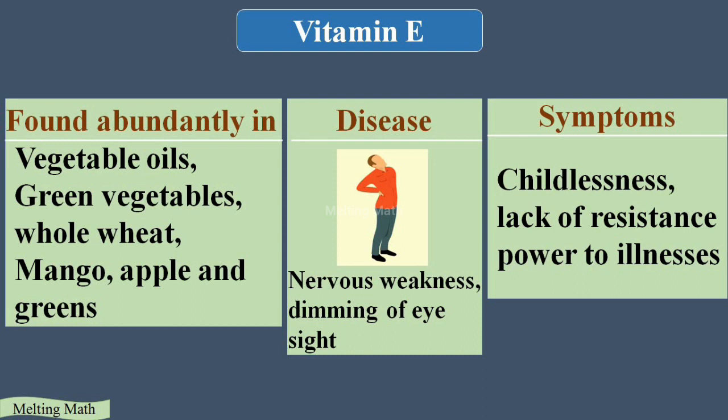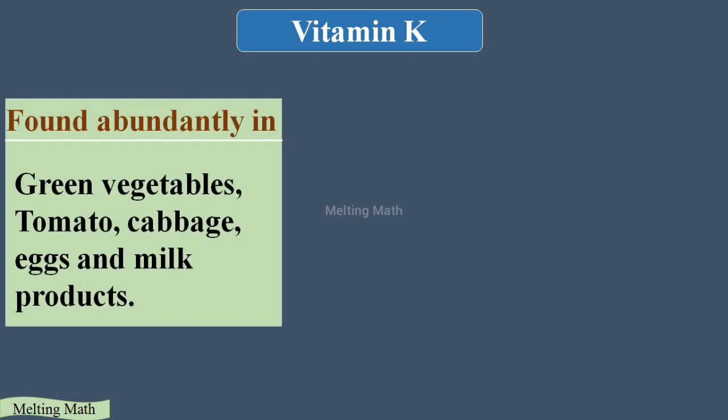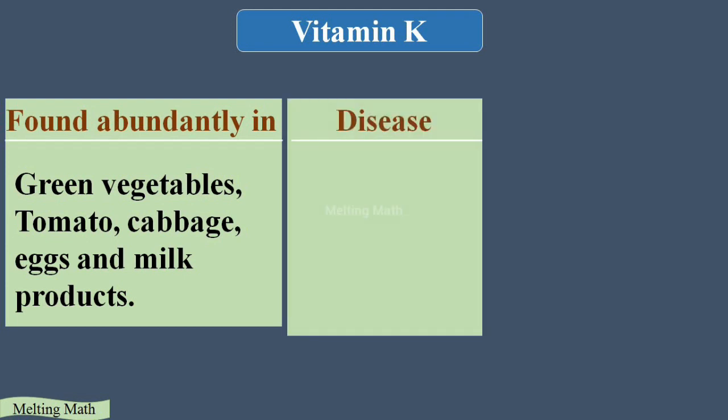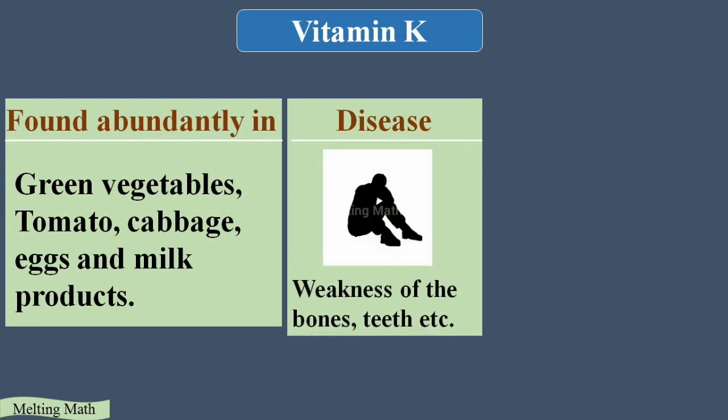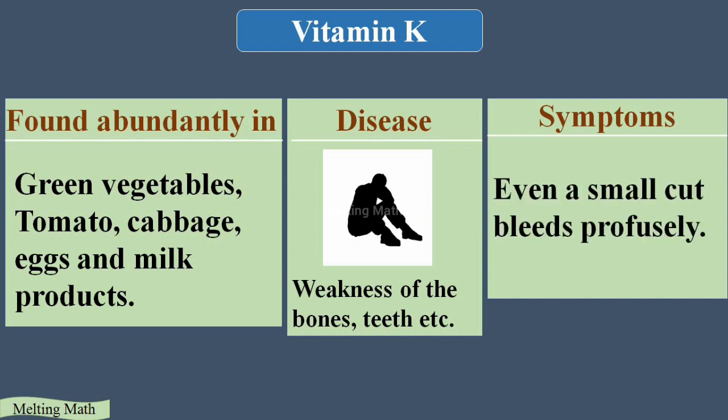Okay, that's it. Next, we are going to see about vitamin K, which is found mostly in green vegetables, tomato, cabbage, egg and milk products. If vitamin K is present in a lower amount in your body, what will happen? It causes the disease named weakness of bones and health. The symptom of this disease is that even a small cut bleeds profusely. When you get a small cut in your hand, the blood can't stop. It flows continuously, so they are mentioning that here.